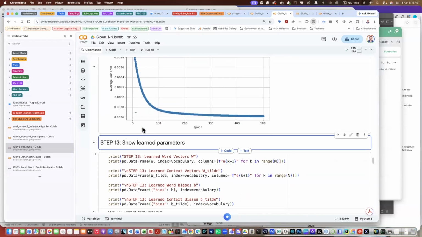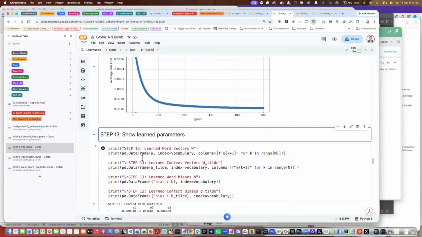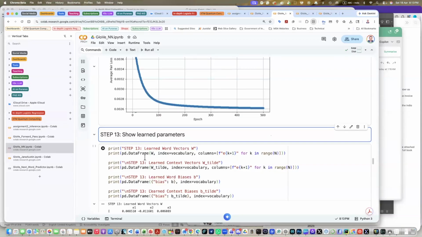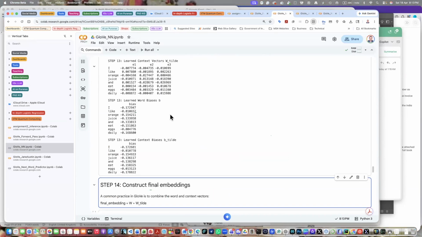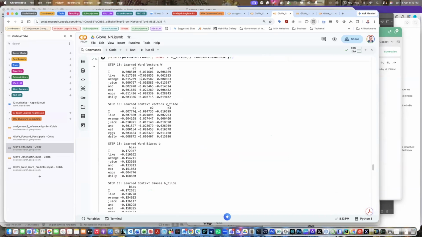And if it has learned the pattern, what should it give me? The embeddings. What are those embeddings coming from? Pair of words? No. W and W tilde, right? Yeah. So I get my values of W and W tilde at the end of the training.